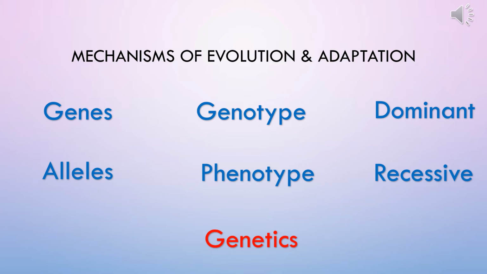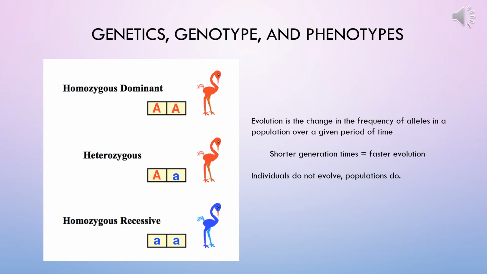And we can talk about information and genes in terms of being dominant or recessive. Dominant genes are those that require only one copy to be expressed. Recessive genes require two copies or two alleles in order to be expressed. When we talk about evolution and adaptation, it is important for you to remember an individual does not evolve, a population does. This specific diagram shows you how genetics inform genotypes and phenotypes.